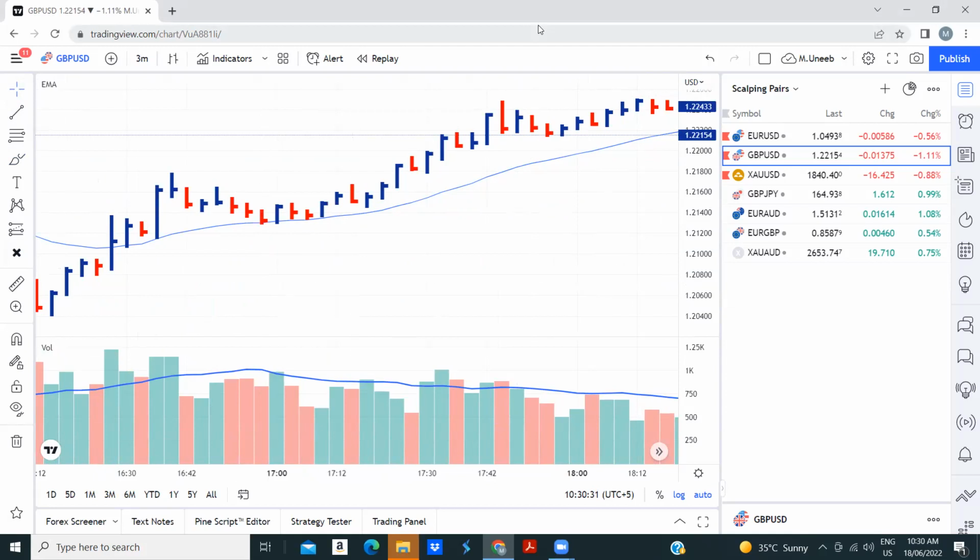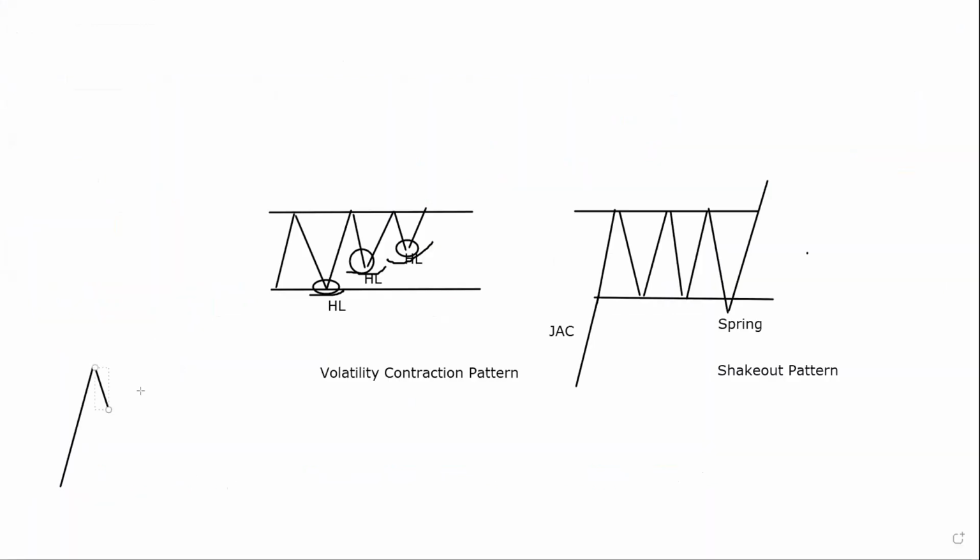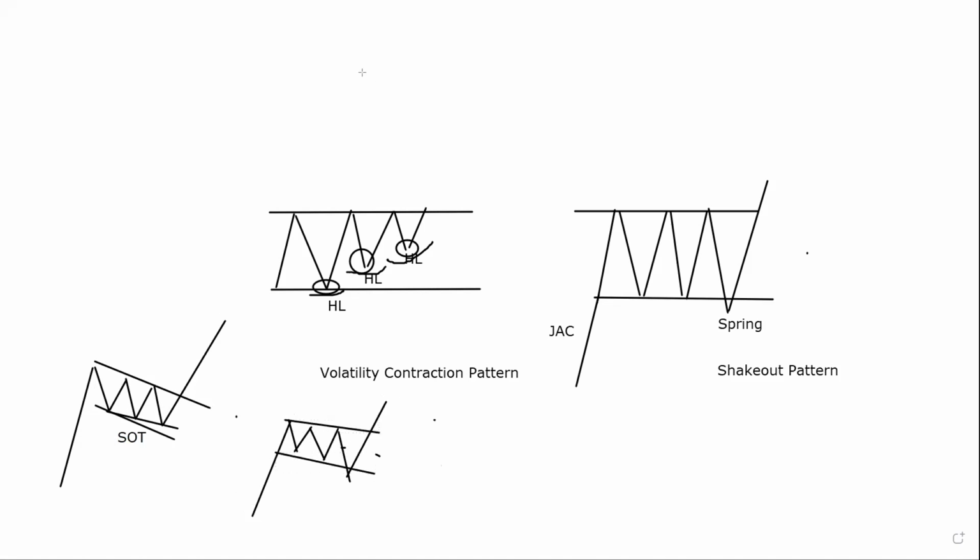Okay. Now the third pattern for redistribution would be like this. You see an uptrend here, then the price will start moving down like this. So either we will see SOT here, shortening of thrust, or we can also see this situation, minor oversold. Got it?